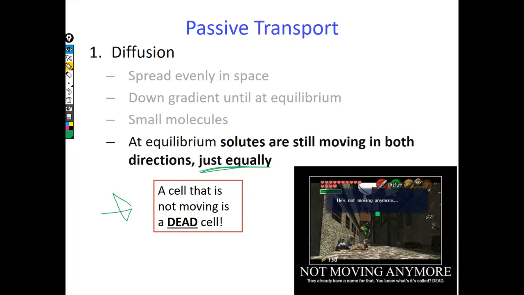Okay, and the same has to be for the cell. There still has to be movement inside it. Okay, so even at equilibrium, we still have to have some movement. And we're just not having any change, right? It's just the annoying kindergartner.